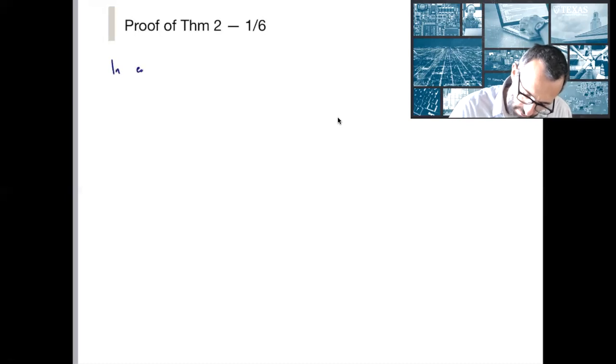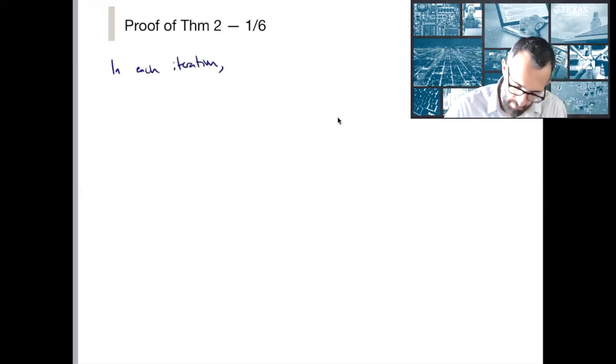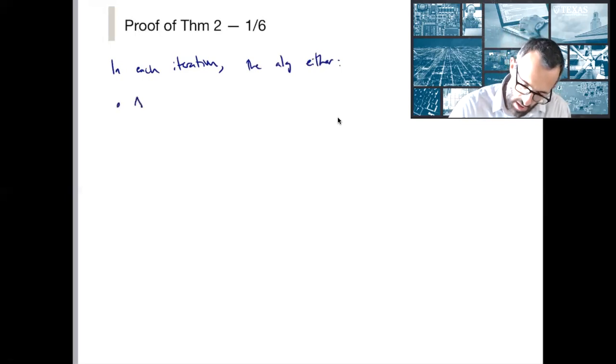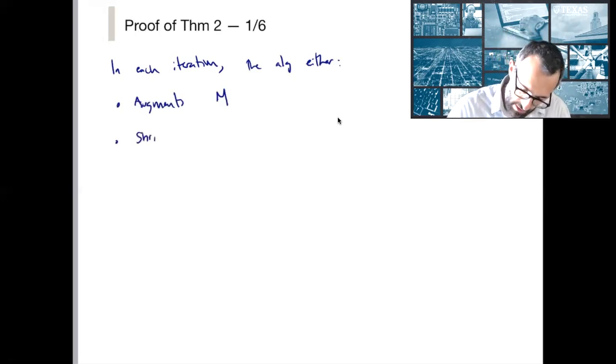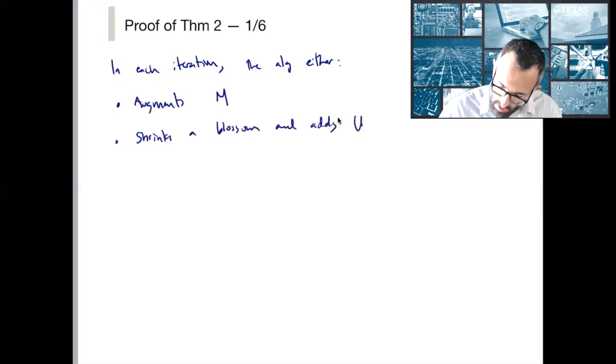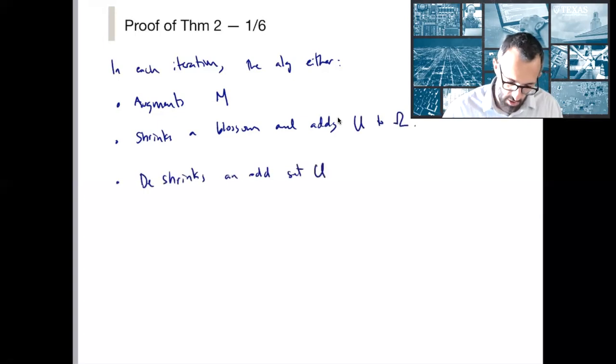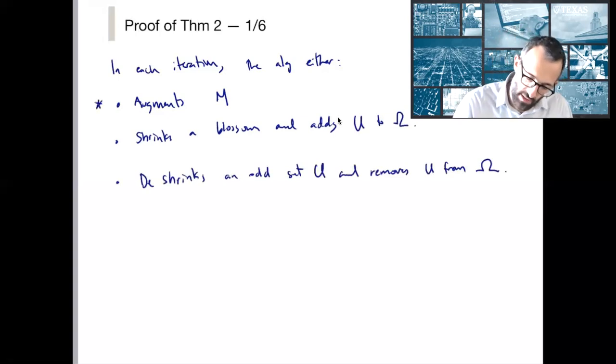So let's again list what the algorithm does. In each iteration, what could happen? The algorithm does one of these things. It either augments M, or it shrinks a blossom and adds U, which is the nodes of the blossom, to omega, or it deshrinks an odd set U and removes U from omega.